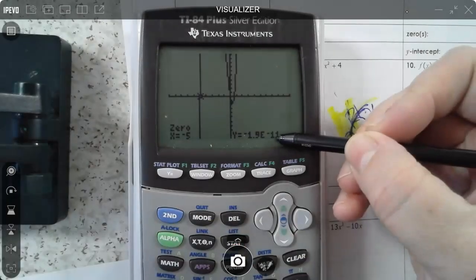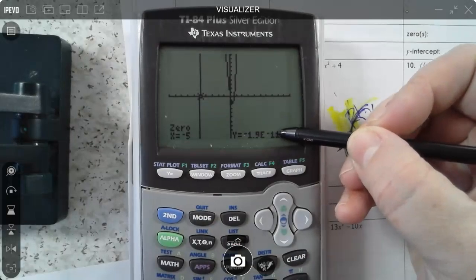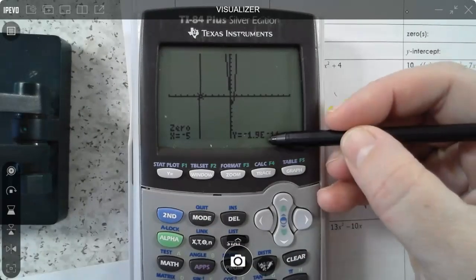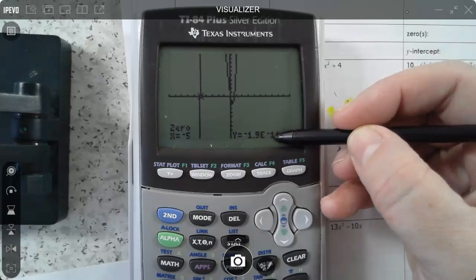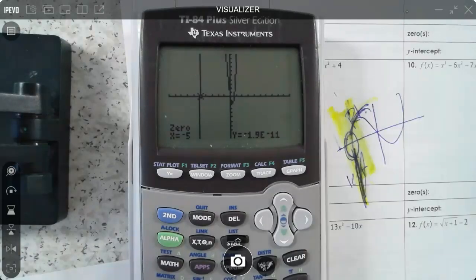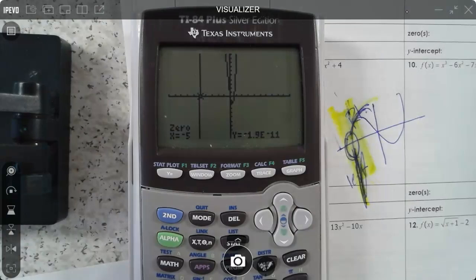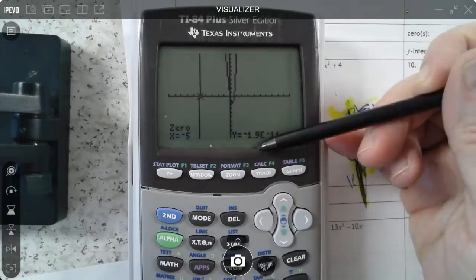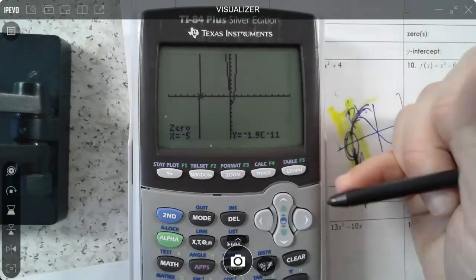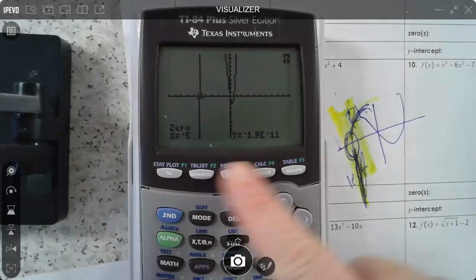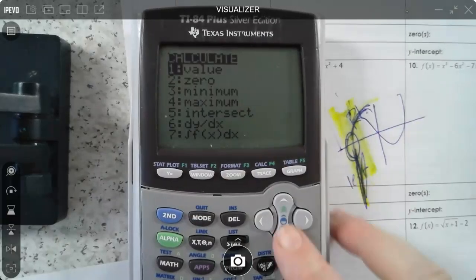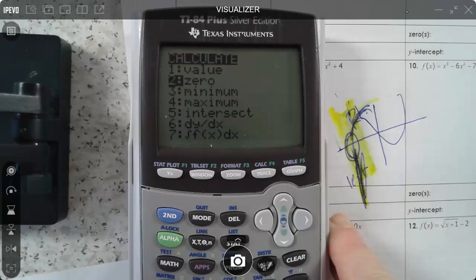Now listen, let me say this while we are here. When you see E followed by a negative number, that means 0. This is scientific notation. Your calculator has issues with pixels and things like that, so this is 0 whenever you see the E to the negative. Everybody together with me. Second trace. Number 2.